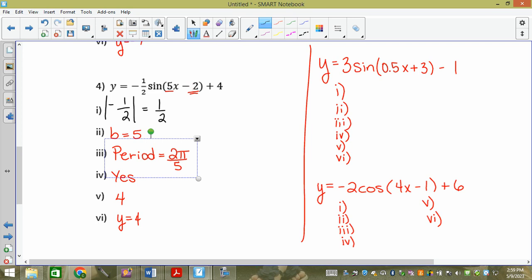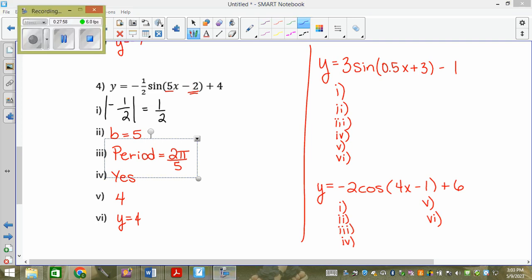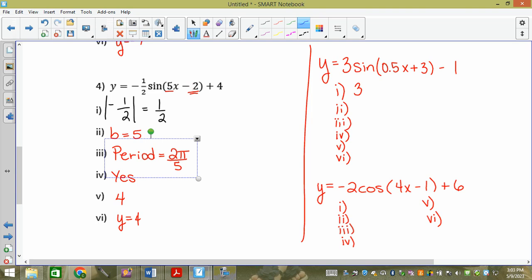Number 1, this is the amplitude. What's the amplitude of this equation? 3, because it's the absolute value of 8, right? And what's the amplitude of this one? 2. It's the absolute value of -2, which is 2. Number 2 is B, the period. What is B for this first equation? 0.5. And what's B for this equation? 4.